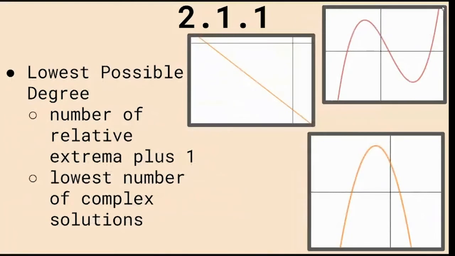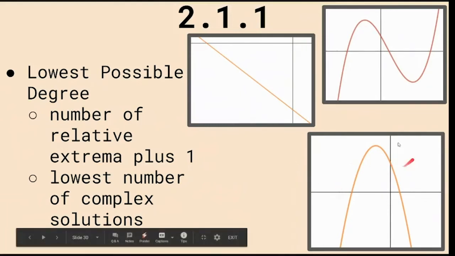Okay, lowest possible degree. You just take how many relative extrema there are, and then you add 1 to it. We already went over this. This first one is linear. There's no turning points. There's no hills or valleys. There's no humps or valleys. So because there's no relative extrema, it's linear. So it's going to be x to the 1st. So the degree for a polynomial that's linear is 1. If it's 2, it's quadratic.